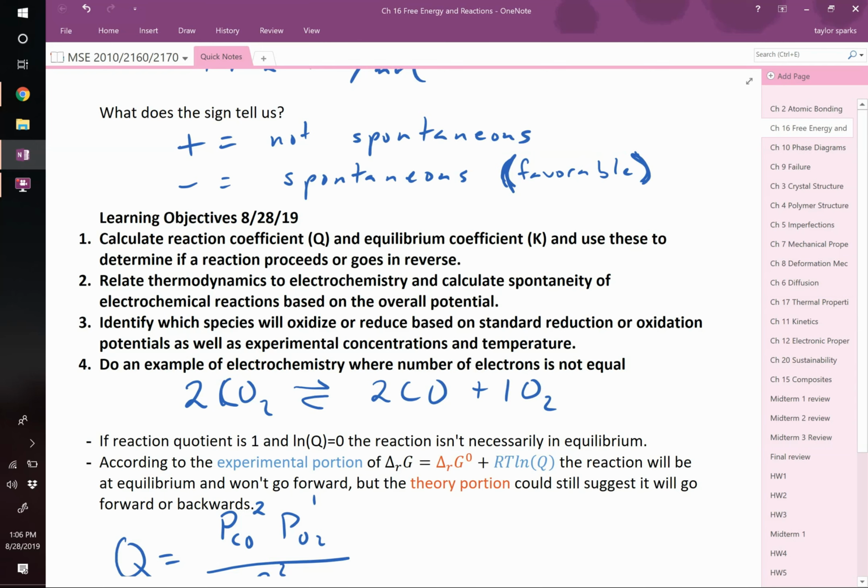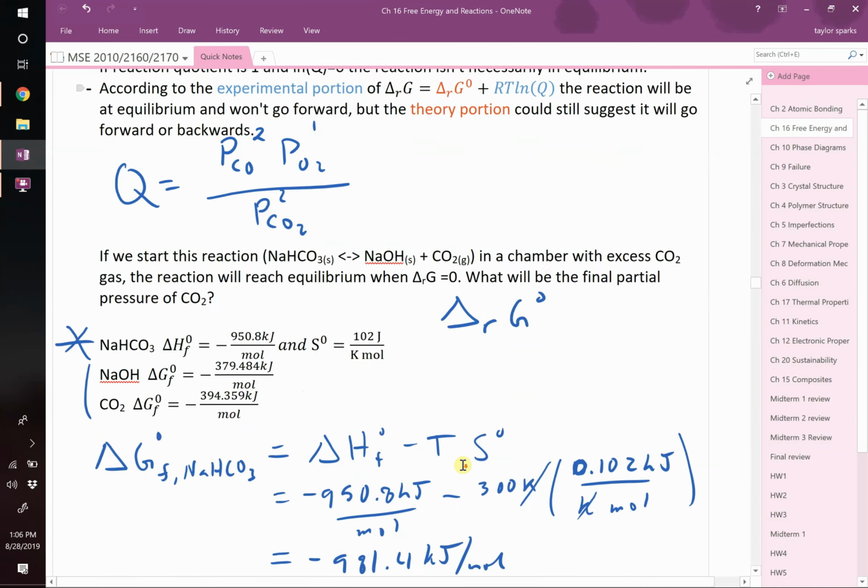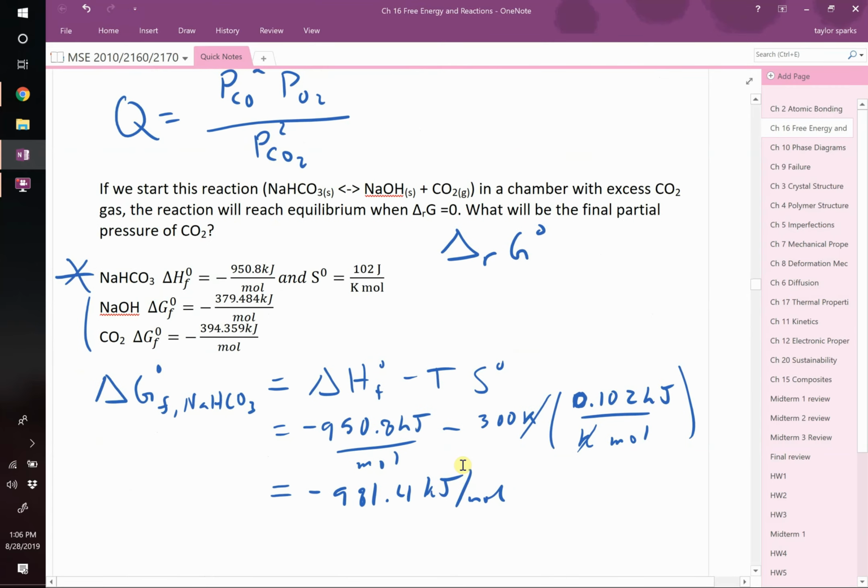Okay? Are there any questions on how we weren't given the delta G naught for NaHCO3, but we calculated it using this H minus TS? Is that clear? Yeah, question? So the question about that is asking for the final partial pressure. So why are we... Yeah, we'll get to that in a minute.